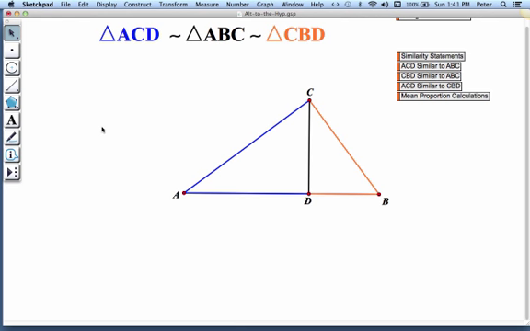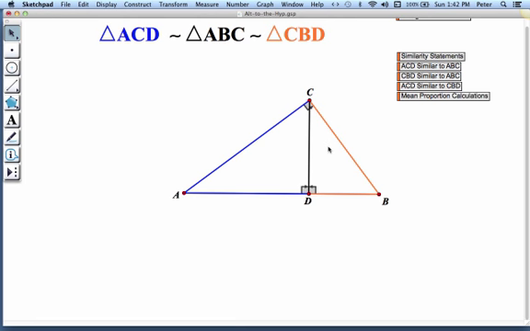Chapter 9.3 investigates the relationship between the three right triangles, two of which were created when an altitude is drawn to the hypotenuse of a given right triangle. So let's say that triangle ACB is a right triangle with the right angle up there at C. If I draw an altitude down to the hypotenuse AB, I will of course create two right angles, one on either side of the altitude. So now I've created two new right triangles.